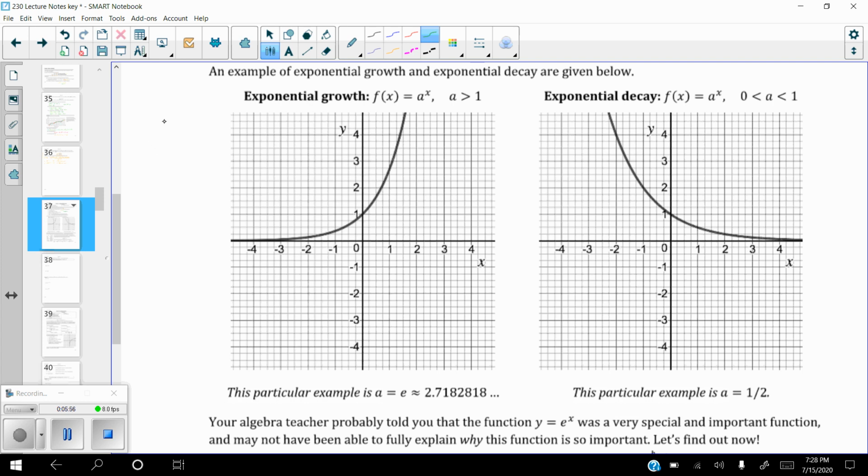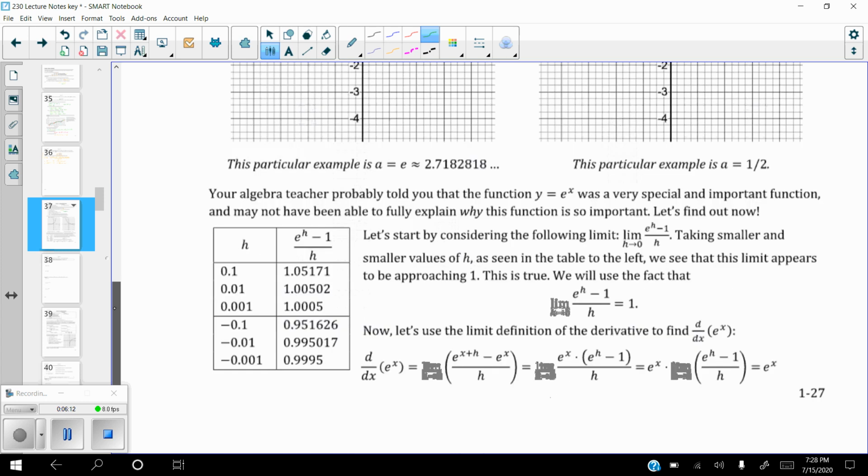Okay, in the particular example on the left, we let the base a equal the number e, which is approximately 2.7182818. And in the one on the right, we let the base a be 1/2. So you can see the exponential growth and the decay models.